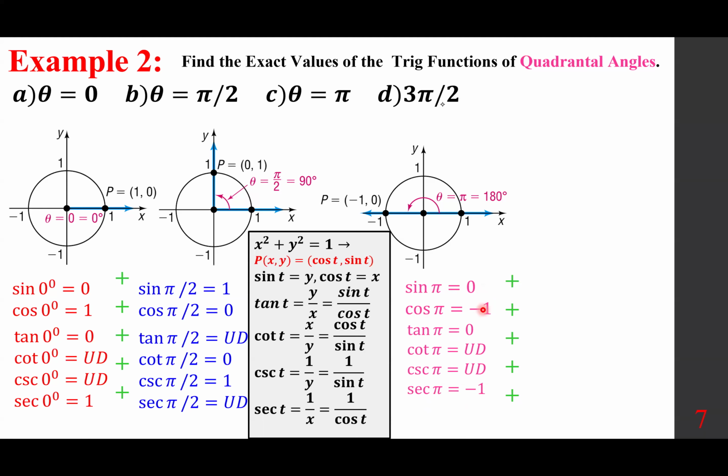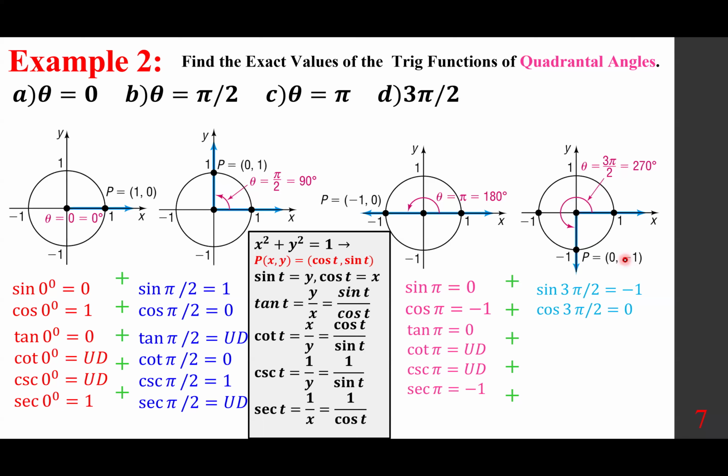Now this guy, 3 pi over 2 or 270 degrees, lands right here. And over here, the coordinates are 0, comma, negative 1. Which means the x coordinate is 0. That means cosine of 3 pi over 2 or 270 degrees must be 0. Y is negative 1. That means sine of 3 pi over 2 or 270 degrees must be negative 1.